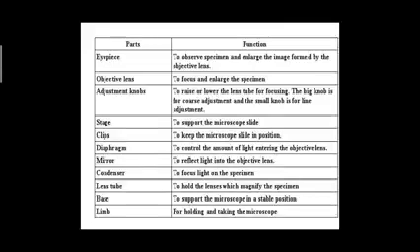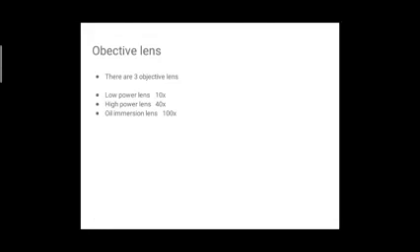This is the functioning of different parts. Here you can see objective lenses. Basically we can use the power of 10x, 40x and 100x. Mostly we use 40x lens, and in hematology slides we use 100x lens, oil immersion lens, and this is an important viva question too.